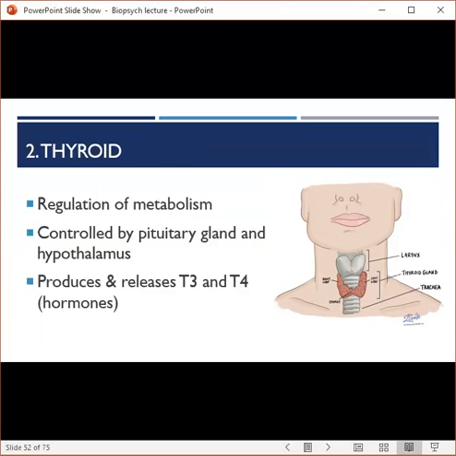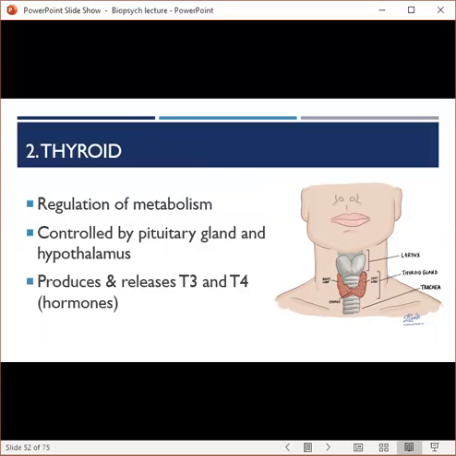The pituitary gland and the hypothalamus both control the thyroid. When thyroid hormones drop too low, the hypothalamus secretes hormones which alert the pituitary to produce thyroid stimulating hormone, or TSH. The thyroid then responds to this chain of events by producing even more hormones.